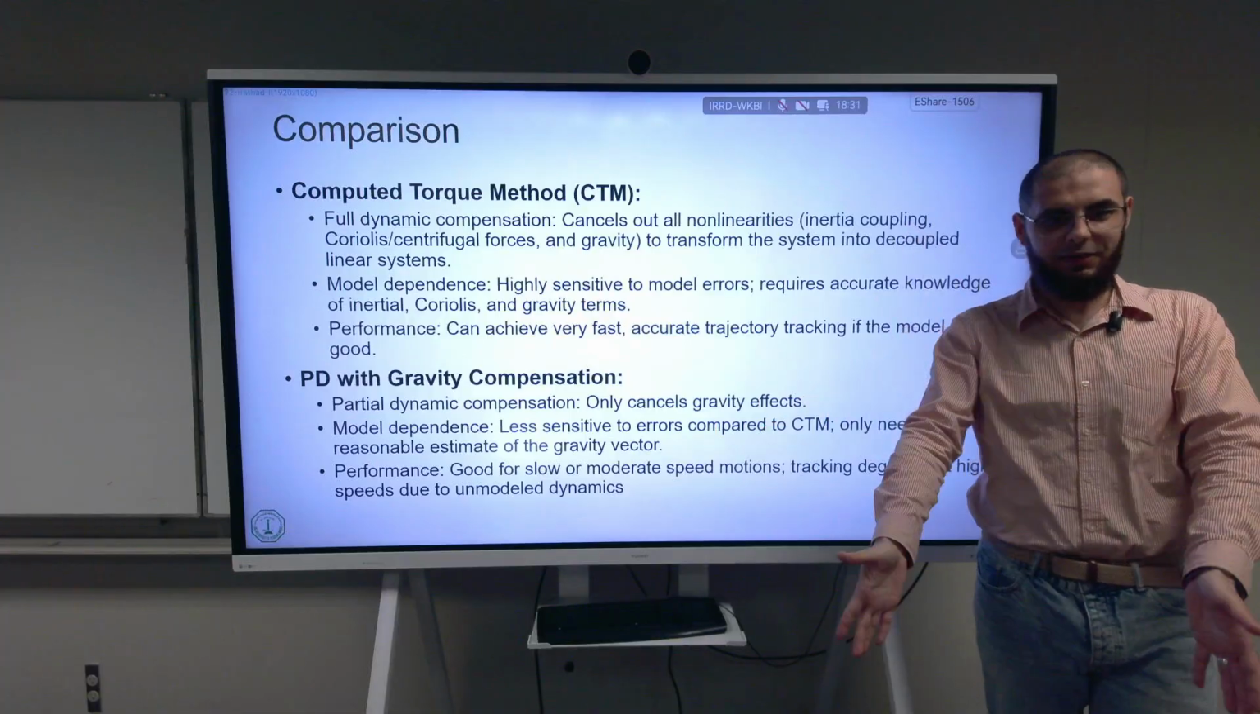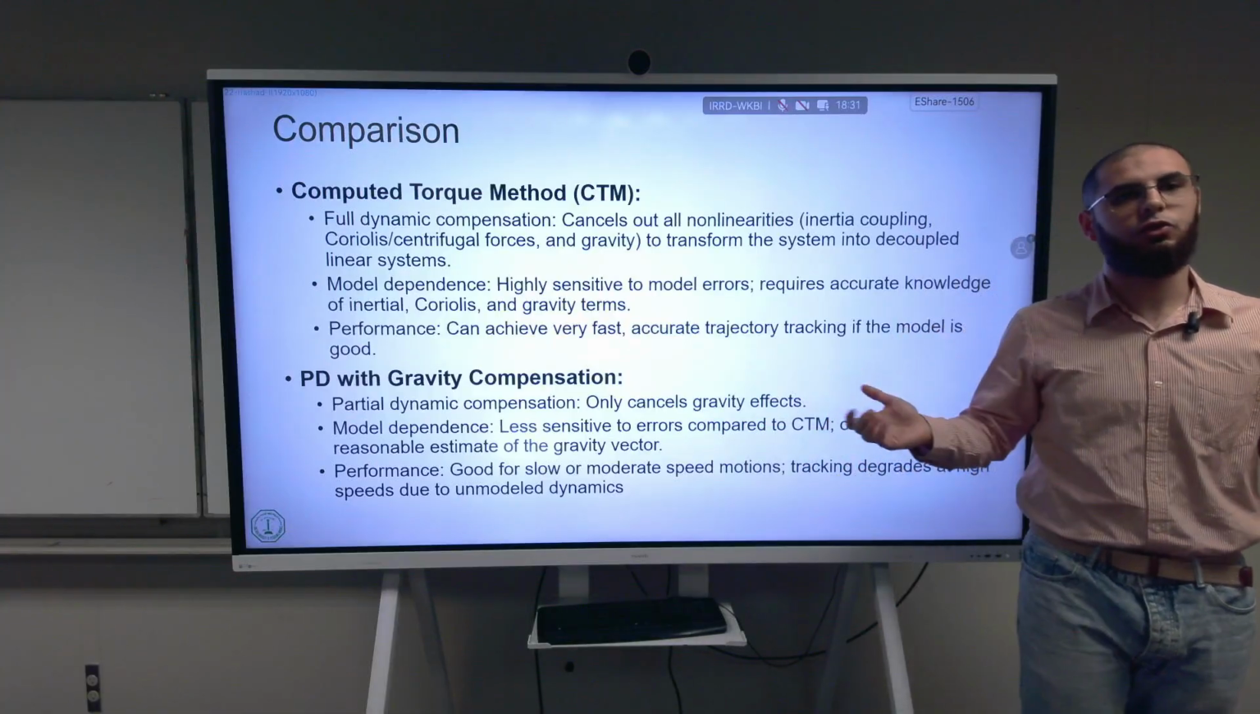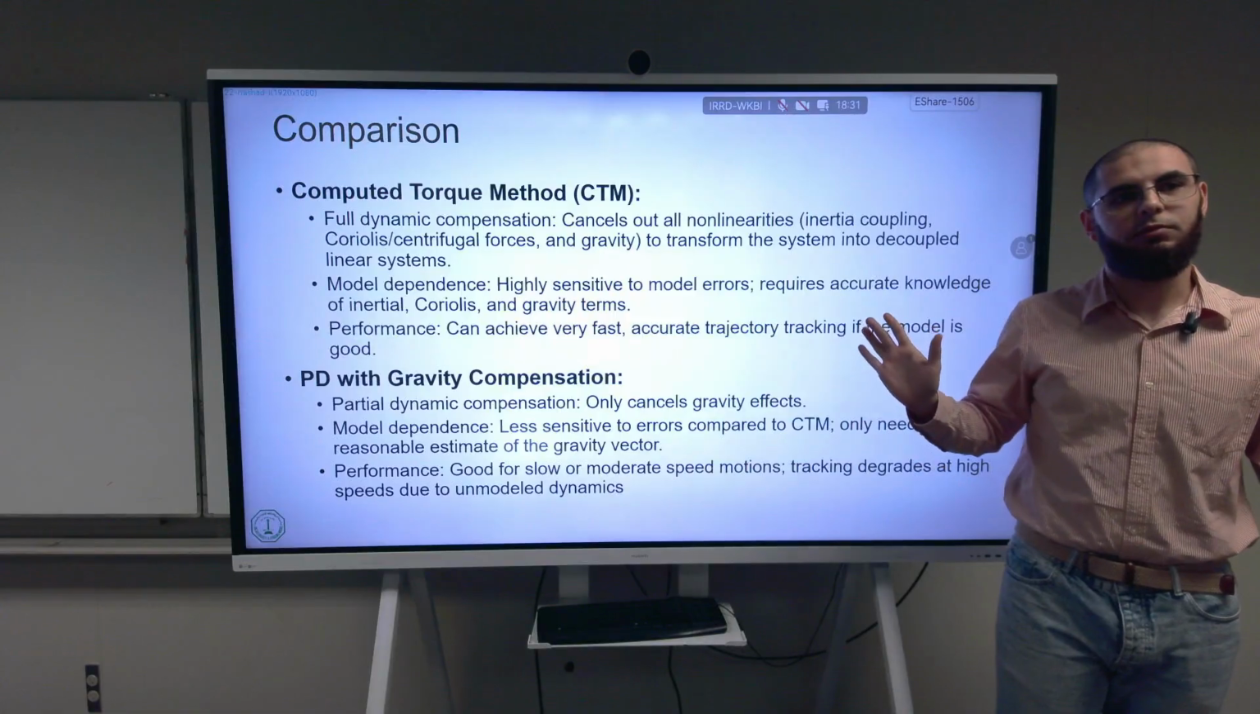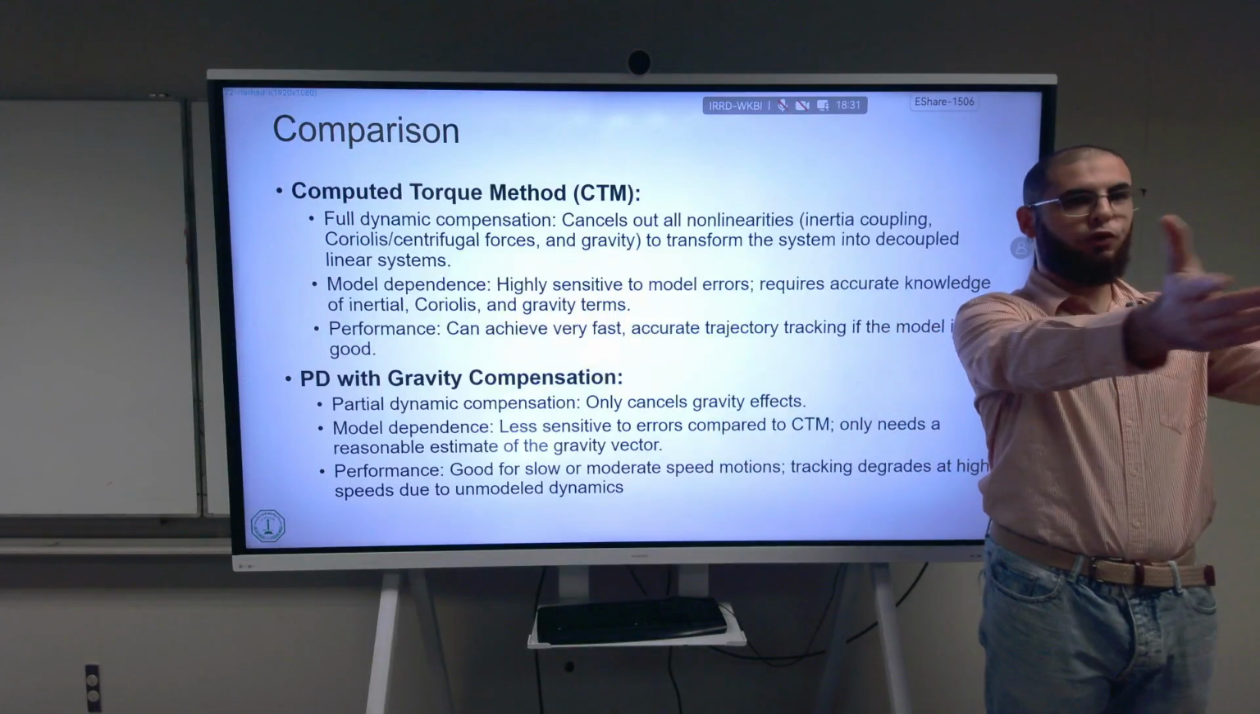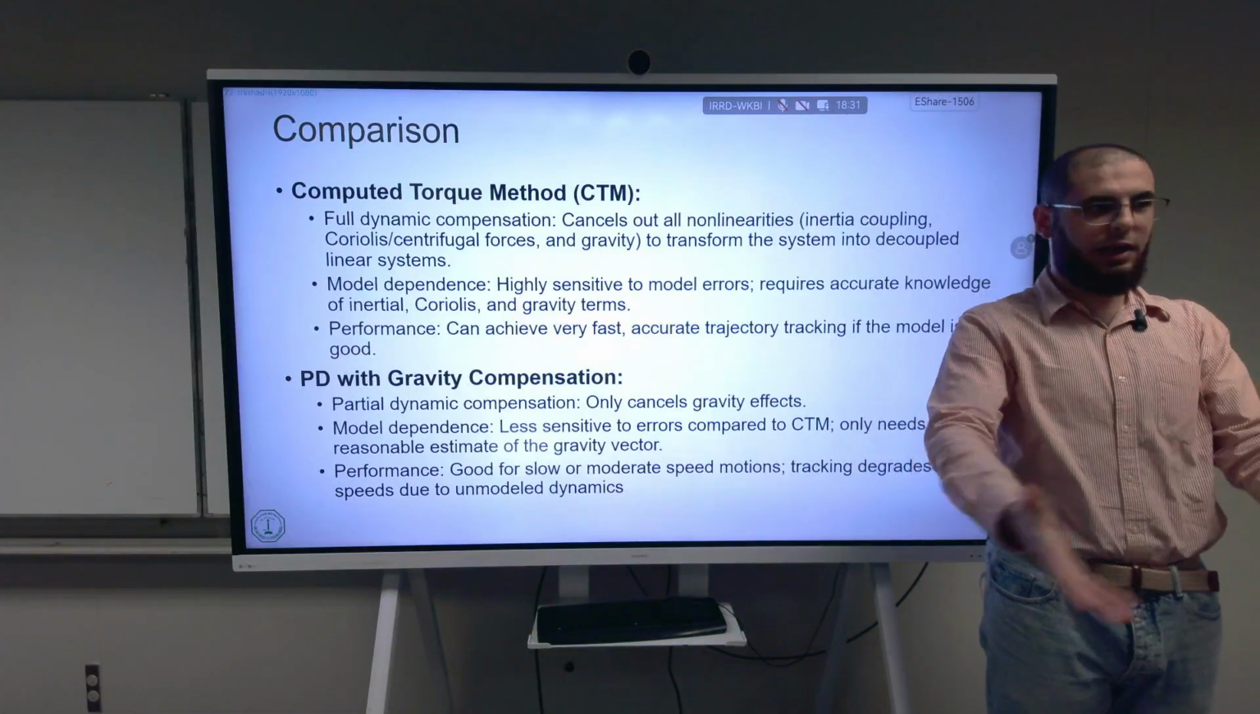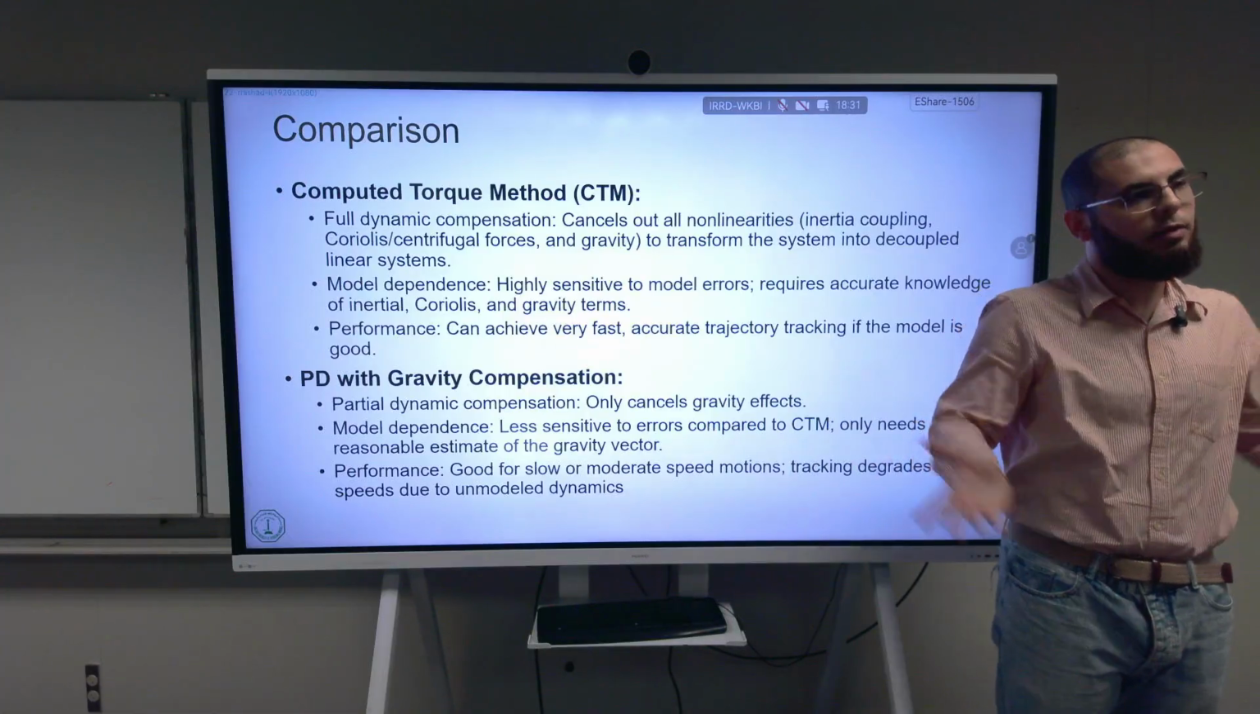The problem is that I don't even know them. We bought the robots, we have them in the lab. I don't know what the parameters are. How can I control it? That's the problem. I give you the robot, and I tell you, design the control. You tell me, I don't know.